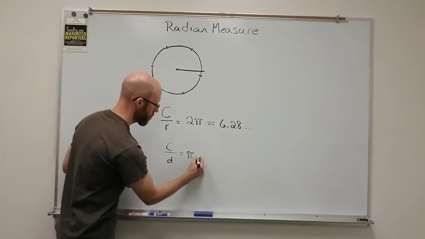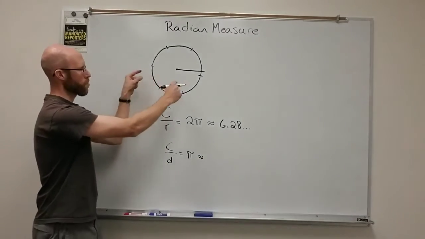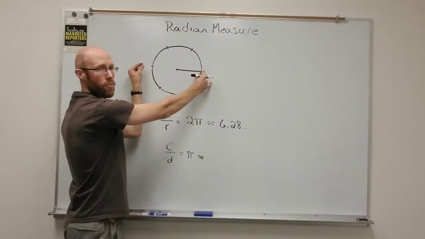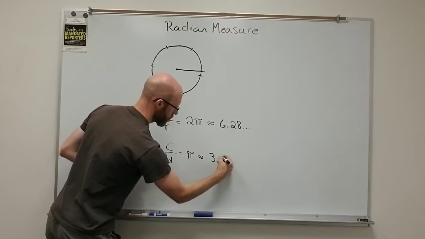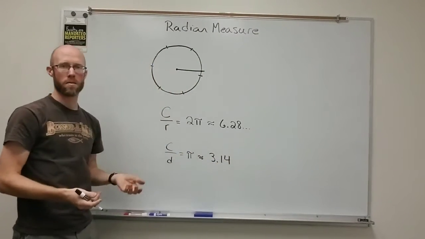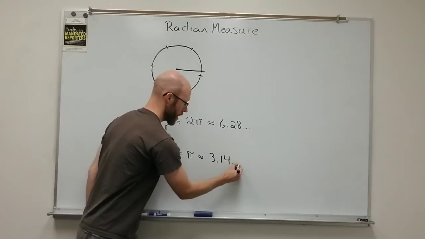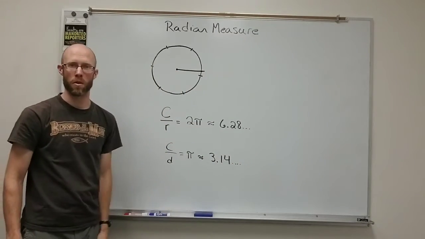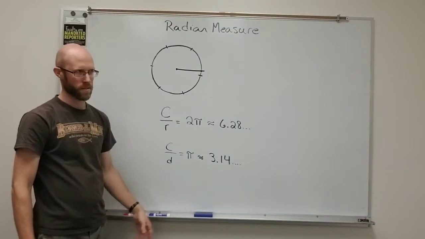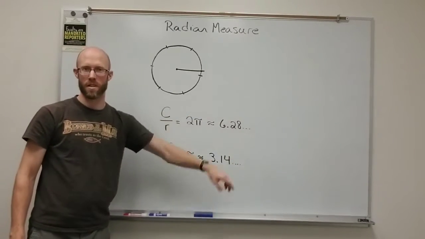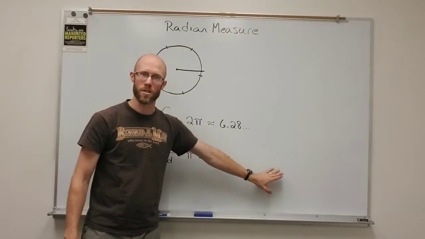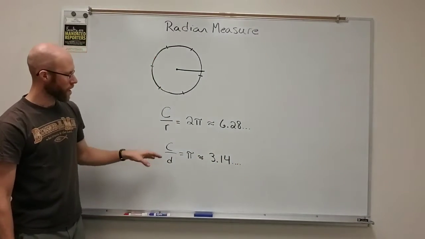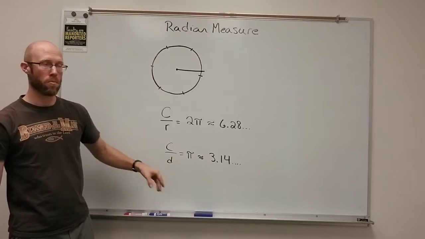Pi itself, if I were to do the same process with a diameter instead of a radius, I'd get it to go around 3.14 times approximately, although that continues as well: 3.1415926, and then some other stuff. So anyway, this decimal doesn't end. So these values are going to become very important.